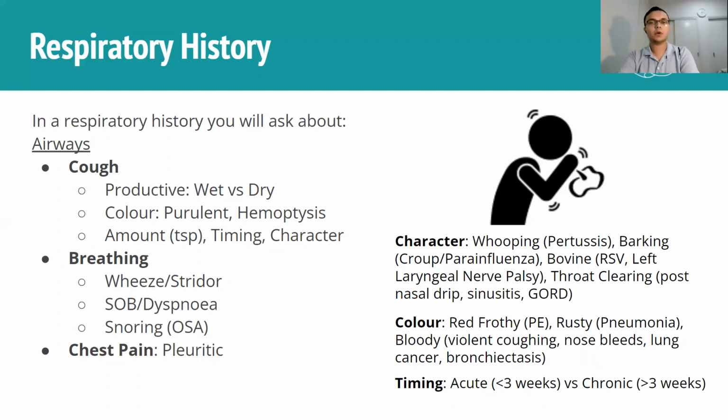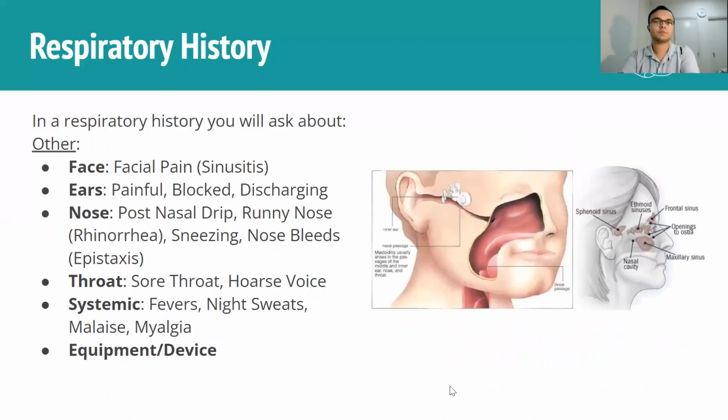And then with timing as well, something you can additionally do to characterize the cough is if it's less than 3 weeks for how long it's lasted for, it's characterized as being acute. Whereas if it's been present in the patient for over 3 weeks, we characterize it as being chronic. That's a common theme you can use across multiple different symptoms. So you can use acute versus chronic for pain as well. But we're using it here for a cough.